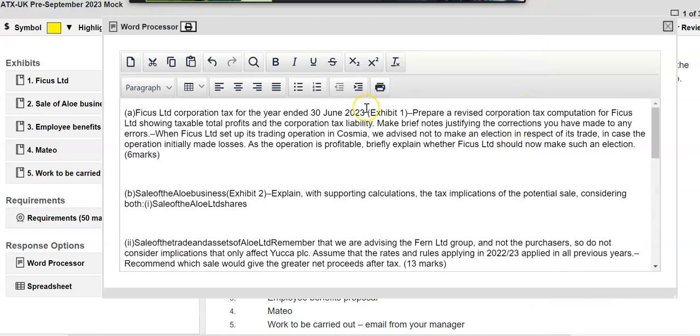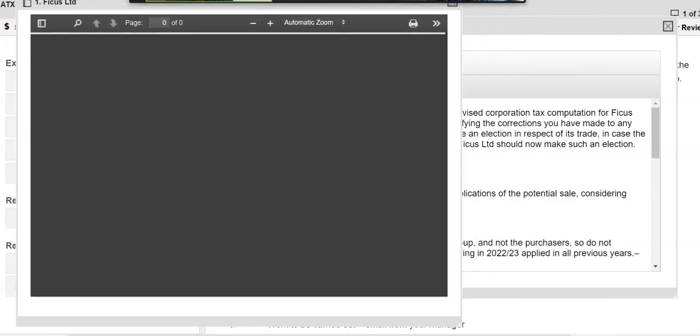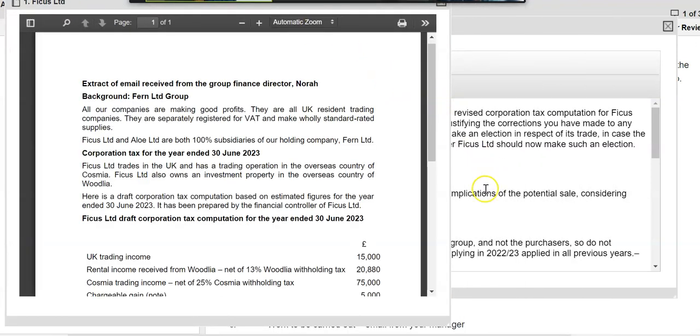Now I will be hitting the question from the start. So let's go to the Fiscus note, the exhibit. This is related to part A, right? Here for part A, it continues saying that our companies are making good profits. They are all UK resident trading companies. They are separately registered for VAT and make wholly standard rated supplies. Fiscus Limited and Alloy Limited are both 100% subsidiaries of a holding company, Fern Limited. So that's a group owned by Fern. So Fern, Fiscus and Alloy, these are 3 companies, right?